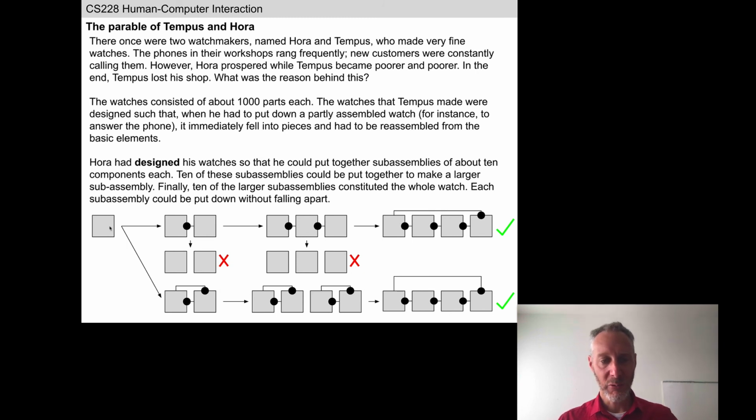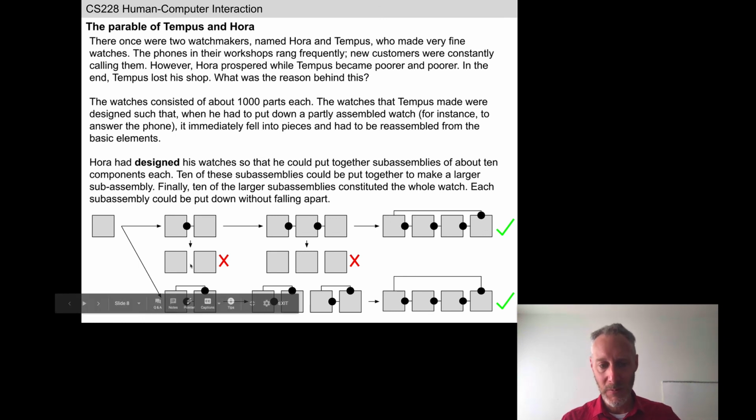So I tried to sort of visualize this here. In the top row here, we have Tempus's design methodology, the way that Tempus builds watches, which is to add each atomic element one at a time. But it's only when he gets to the end that it is an integrated whole.